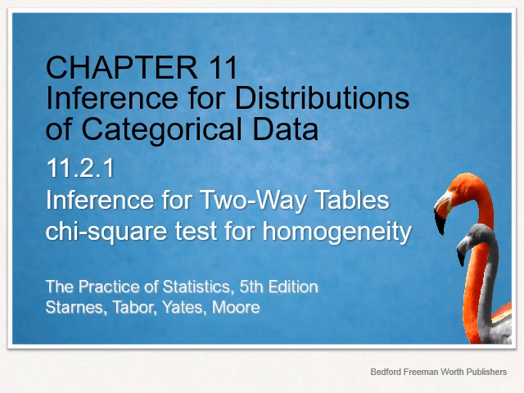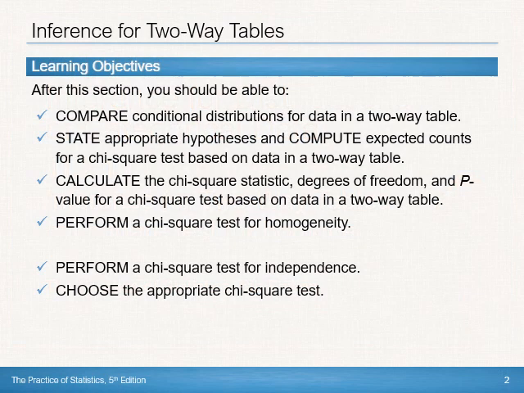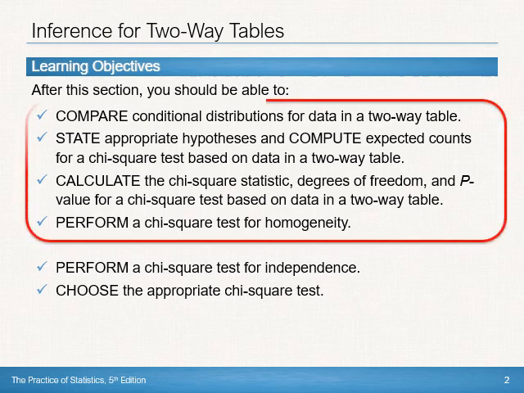Okay, so this is the first part of section 11.2. It's dealing with a new chi-squared test. This one is called the chi-squared test for homogeneity. In the first part, we're going to deal with the chi-squared test for homogeneity. In the second part of this section, we'll deal with a chi-squared test for independence.